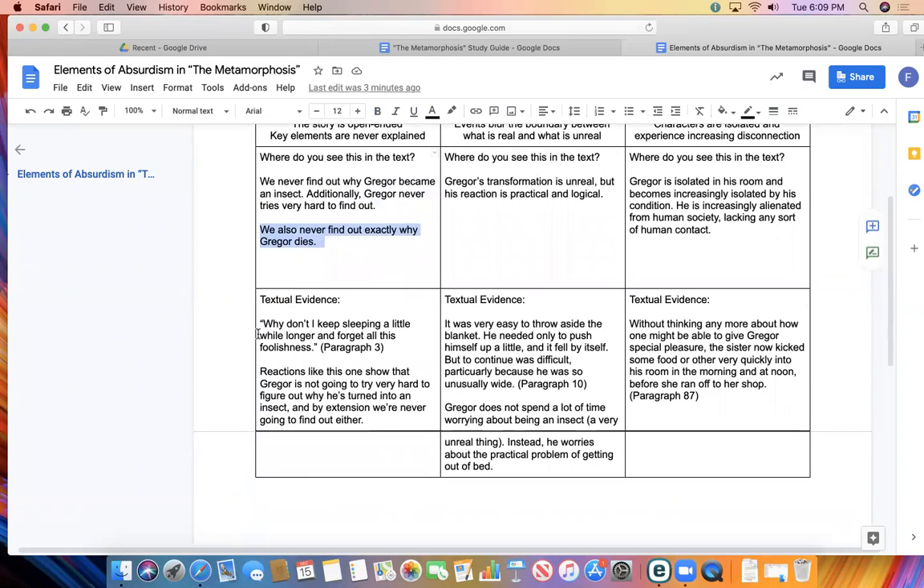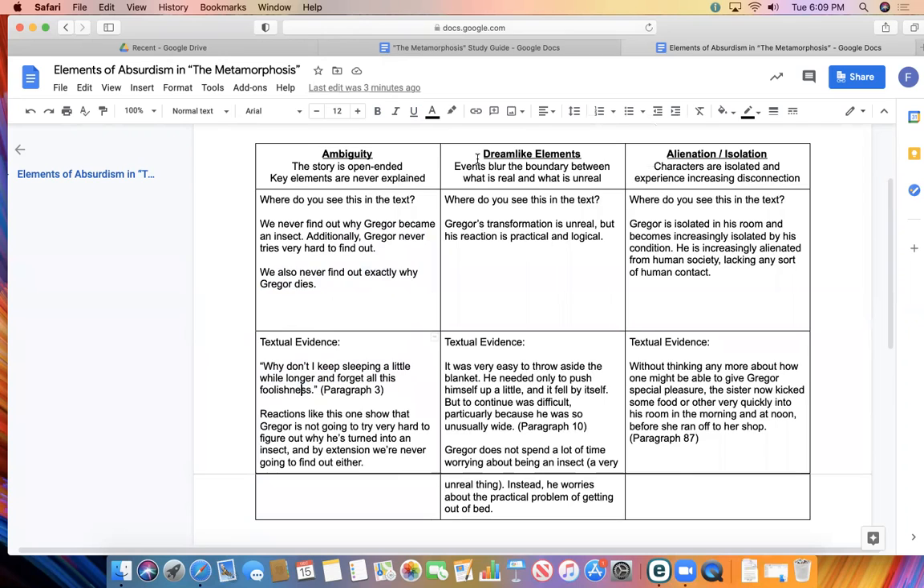Your textual evidence for this could be found in many places, but one of them is paragraph 3. When Gregor first finds out that he's an insect, he says, "Why don't I keep sleeping a little while longer and forget all this foolishness?" So he already shows there that he's not going to try very hard to figure out what's happened to him.